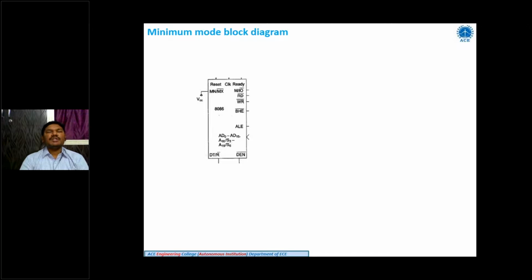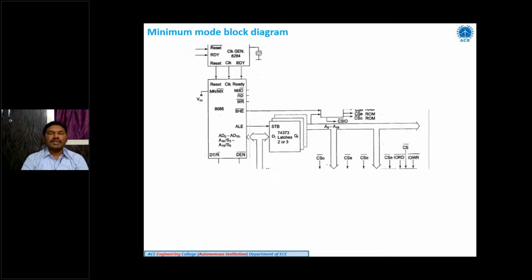So this is the block diagram of 8086. I am going to show you an 8086 based minimum mode motherboard. Right. So this is the processor. After the processor, we need a clock generator. After the clock generator, we need some latches to separate address and data.